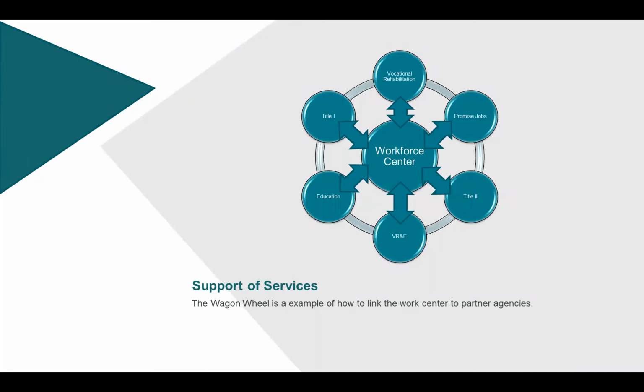We have to be able to refer them to the outside resources and internal resources: voc rehab, VRNE, education, Title I, Title II, Promise Jobs, some of the other agencies, Department of the Blind. So we need to refer them to the correct agencies and not have them go back and forth. Another good thing is it's a great thing to have multiple agencies work with one individual. It shows the partnership with all the agencies.